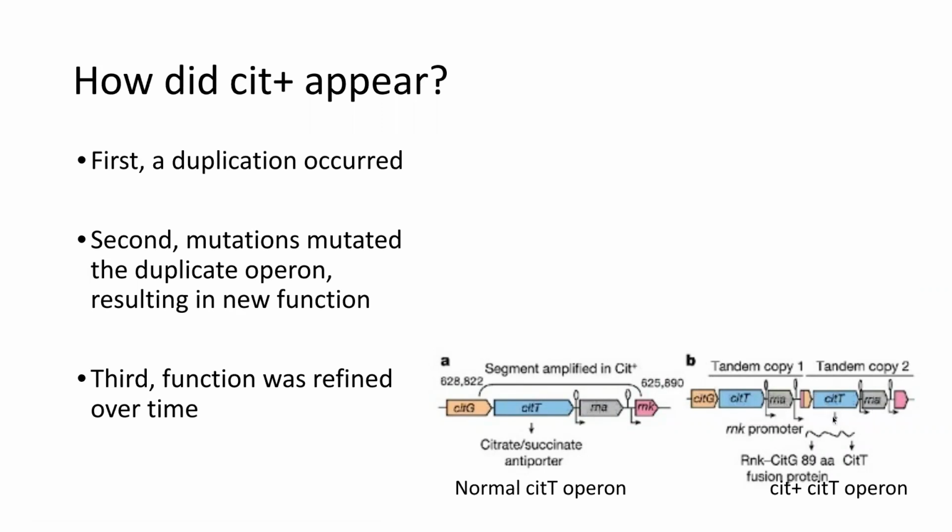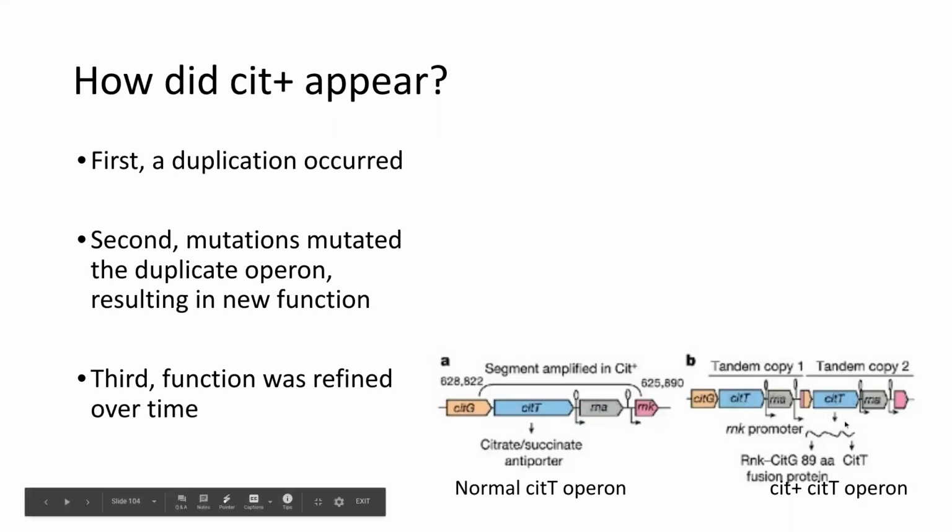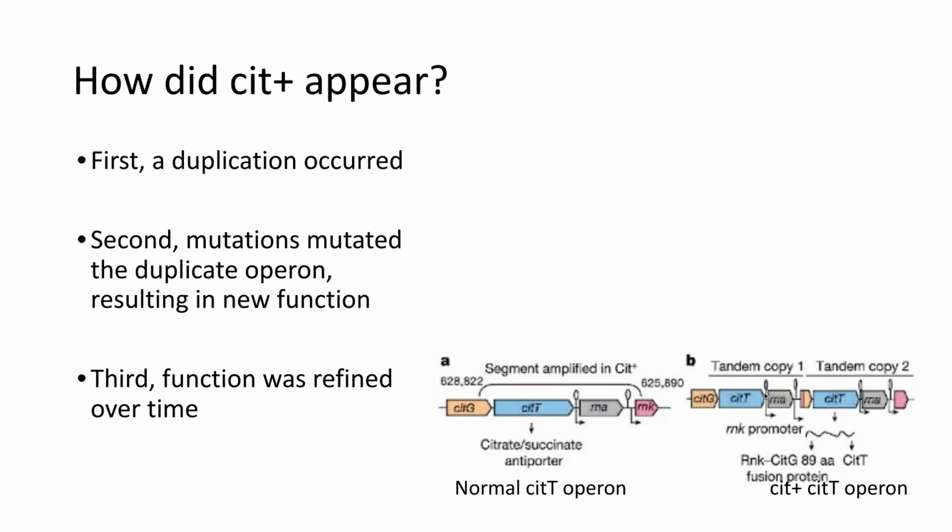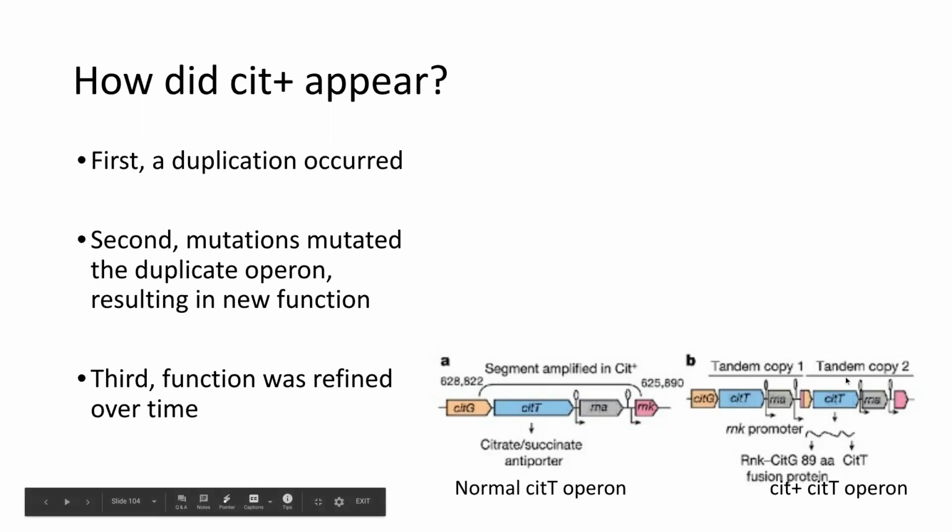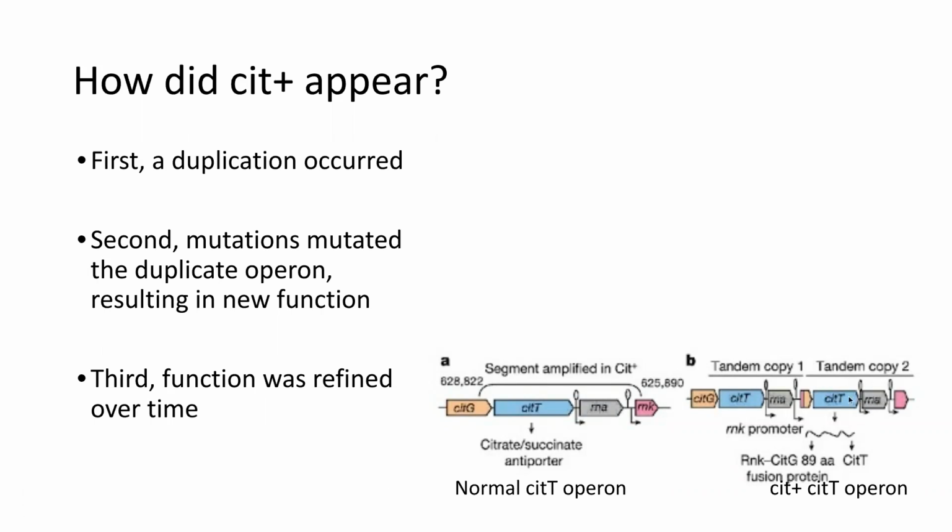Once that duplication happened, mutations had to mutate the second operon. Now, this original operon was designed for the processing of citrate in the absence of oxygen, just as a note. So you're taking something that used citrate in the absence of oxygen, you let it mutate or just change over time, that then let them acquire the capacity to use citrate in the presence of oxygen.